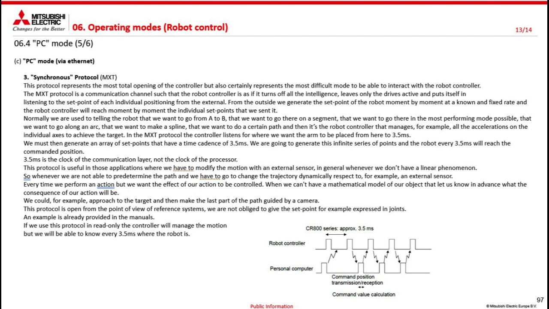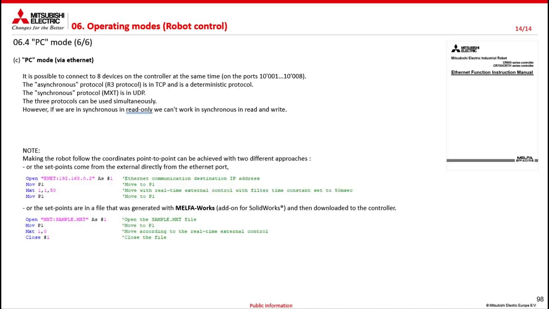We are not obligated to give the set point, for example, expressed in joints. An example is already provided in the manual. If we use this protocol in read-only mode, the controller will manage the motion, but we will be able to know every 3.5 milliseconds where the robot is located. Up to 8 devices can be connected to the controller at the same time. Ports 10,001 to 10,008 are used.